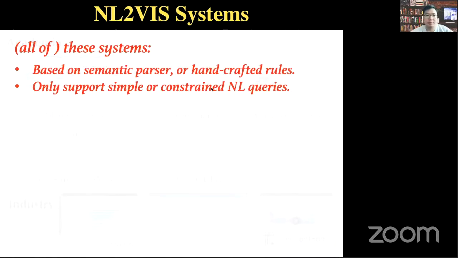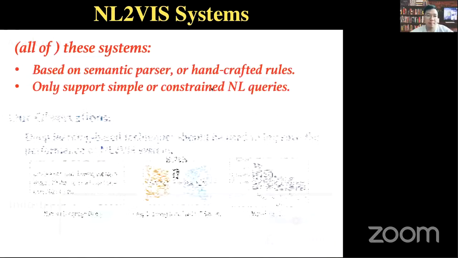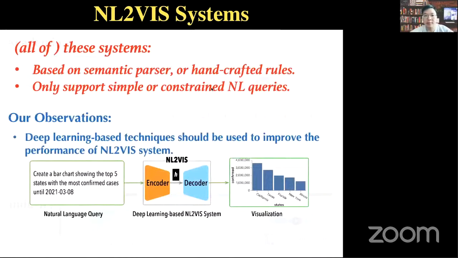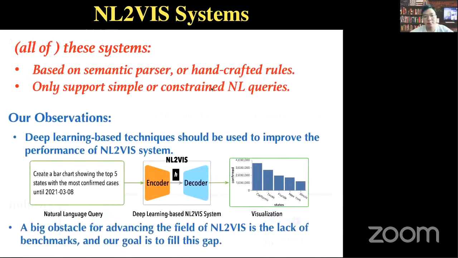Given this context, we made the first observation. That is, deep learning-based techniques should be used to improve the performance of NL2VIS systems, just like sequence-to-sequence based models for translation. However, the big obstacle for these proposals is the lack of benchmarks. So, our goal in this work is to fill this gap.